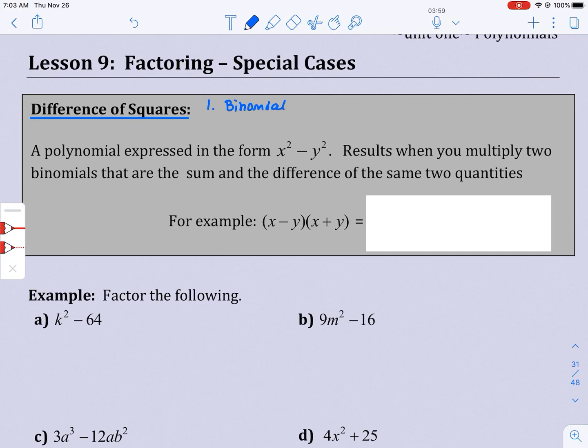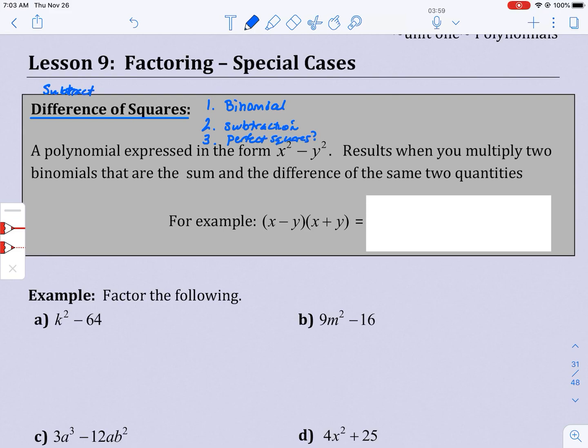If we have a binomial, we want to check further to see if it is in fact a difference of squares binomial. The second thing, is there a minus sign? Okay, hence the name difference of squares. Difference means subtract, right? So we're subtracting two perfect square monomials. So number three, are they perfect squares?